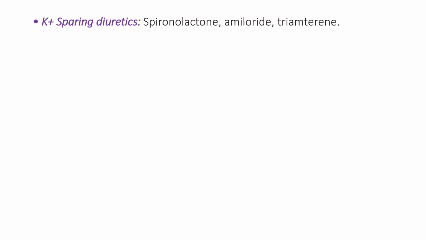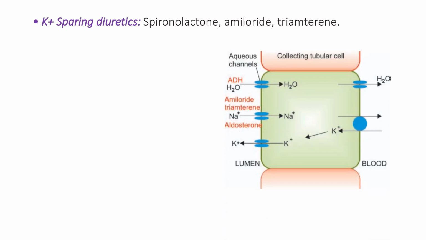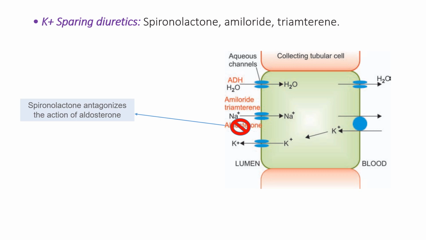First we'll see potassium sparing diuretics, for example spironolactone. So you can see here this potassium sparing diuretic, what will it do? It will inhibit aldosterone. Spironolactone antagonizes the action of aldosterone and thereby it shows the diuretic effect.